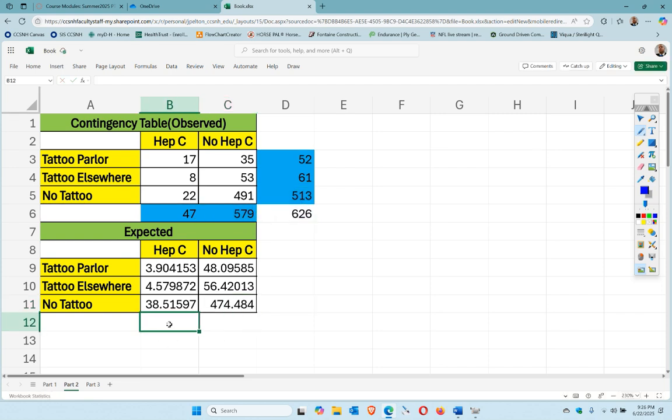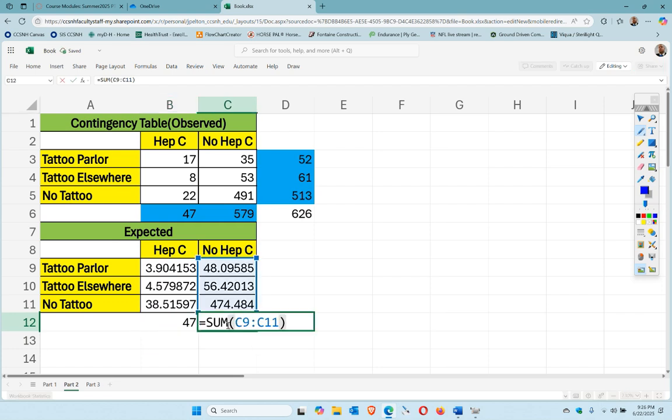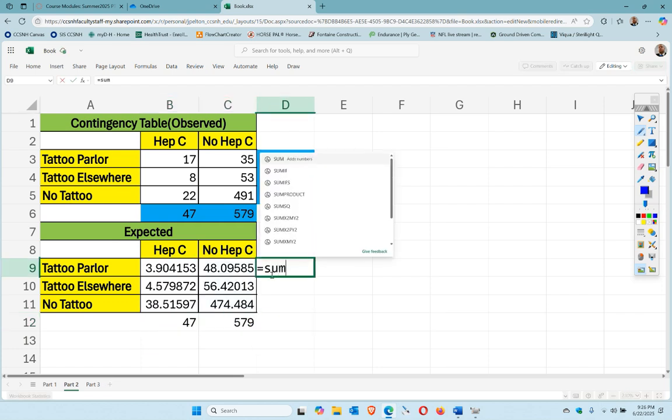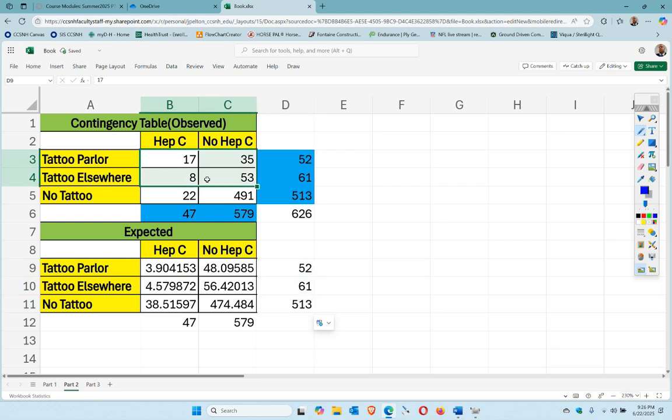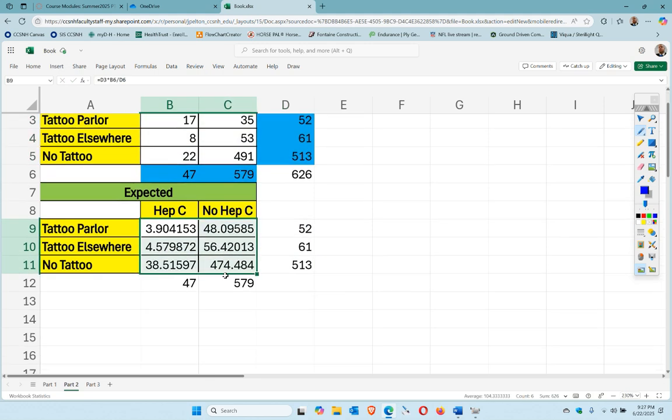So these should match up now. So if I do the sum here, I should get the same number, right? Same number, see that? And then the sum here, I should get the same number. Whoop. See that? Same numbers. Okay, so these are my observed, these are my expected. Okay, so now we want the components.